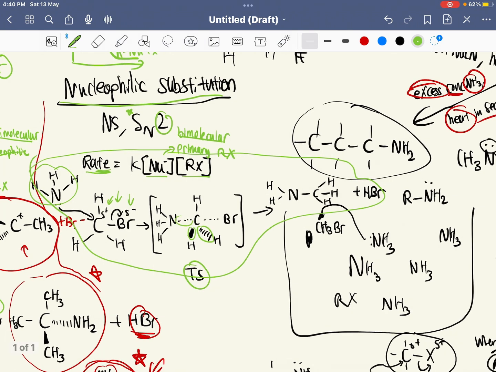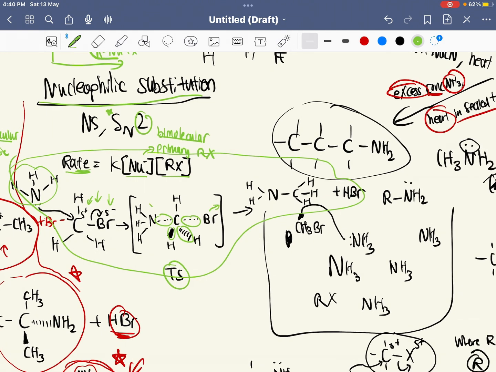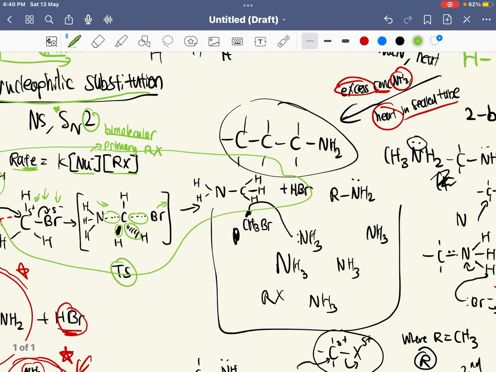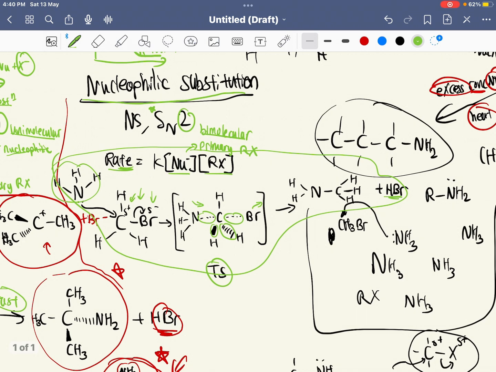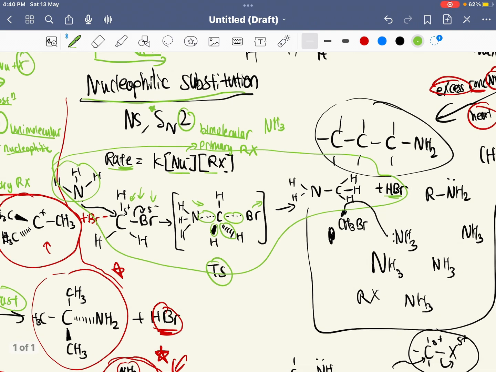Then these are partial bonds, right? Because this is leaving, this is entering. Then I will end up with my product here, a primary amine, and my hydrogen bromide. So just know that it's possible for this transition state to have a charge, but this charge must be based on the nucleophile. Now we see NH3 has no charge, so we do not include the charge. Okay, but the charge is based on the nucleophile. Please note that.